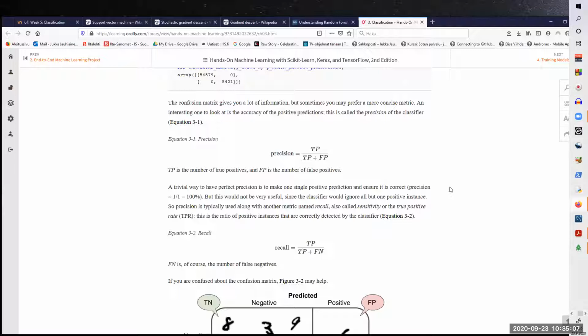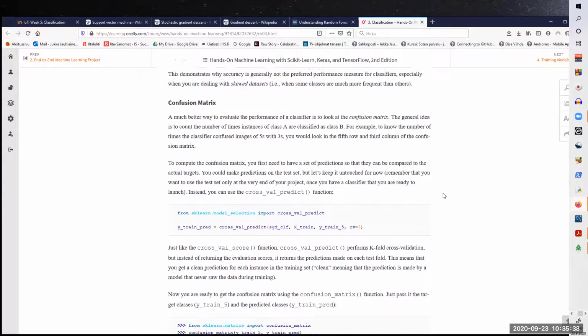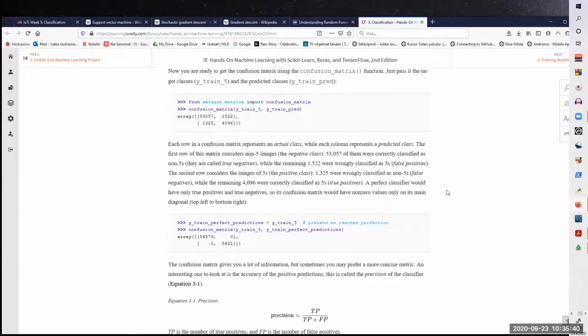We didn't have any machine learning algorithms at that time. We had simpler methods to analyze the images, but we did some diagnosis, for example, from MRI images, to recognize whether there is cancer or not. But anyway, this confusion matrix was used there also. The same principle.